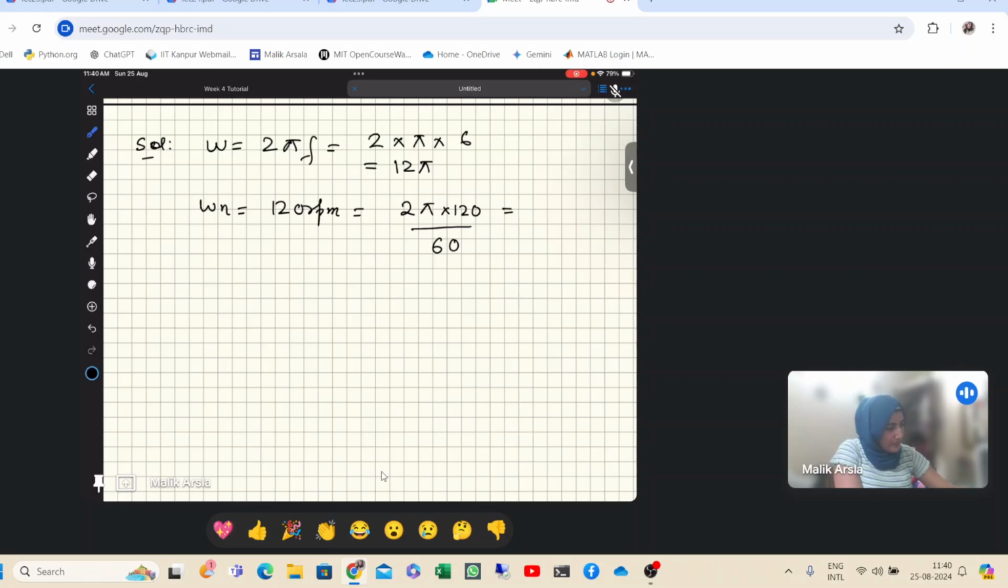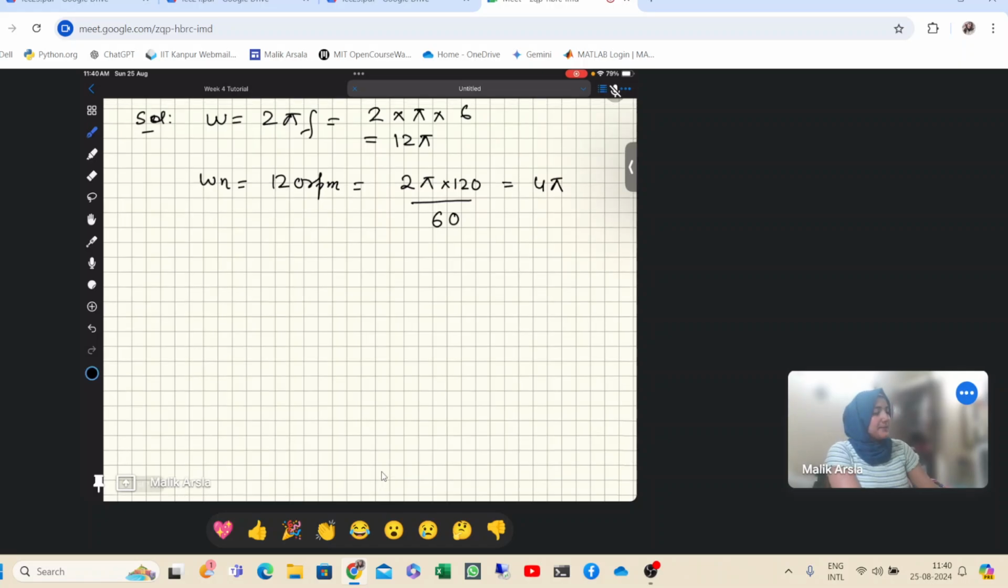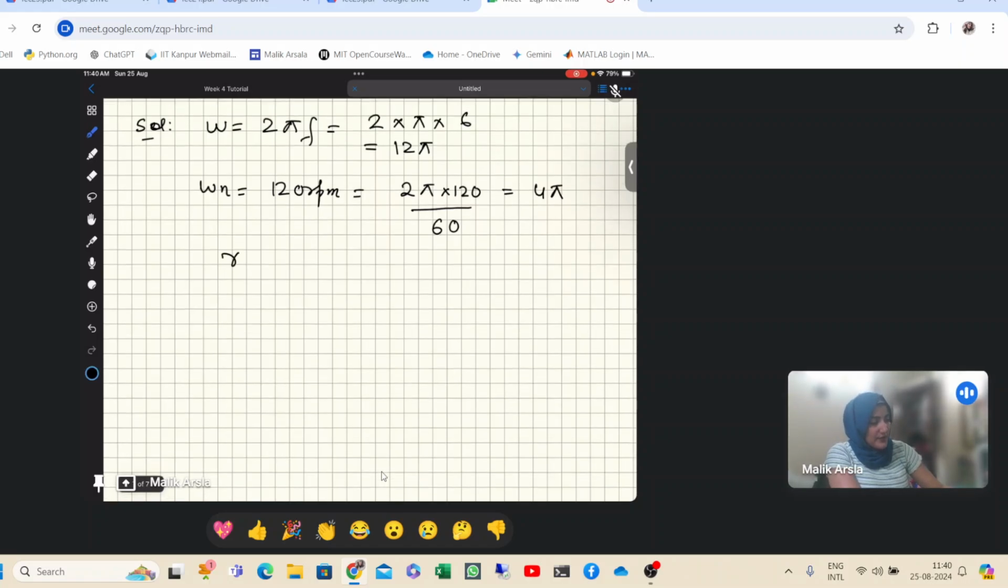So it's simple, 4 pi. Right. Now from here we can calculate R, which is omega by omega n. So omega is 12 pi and this is 4 pi, so it will be simply 3. So our value is large here.